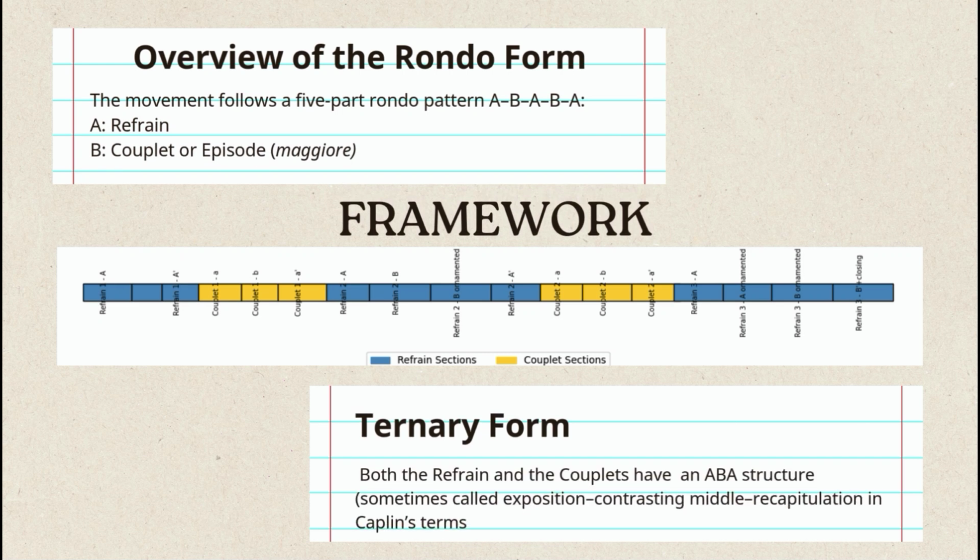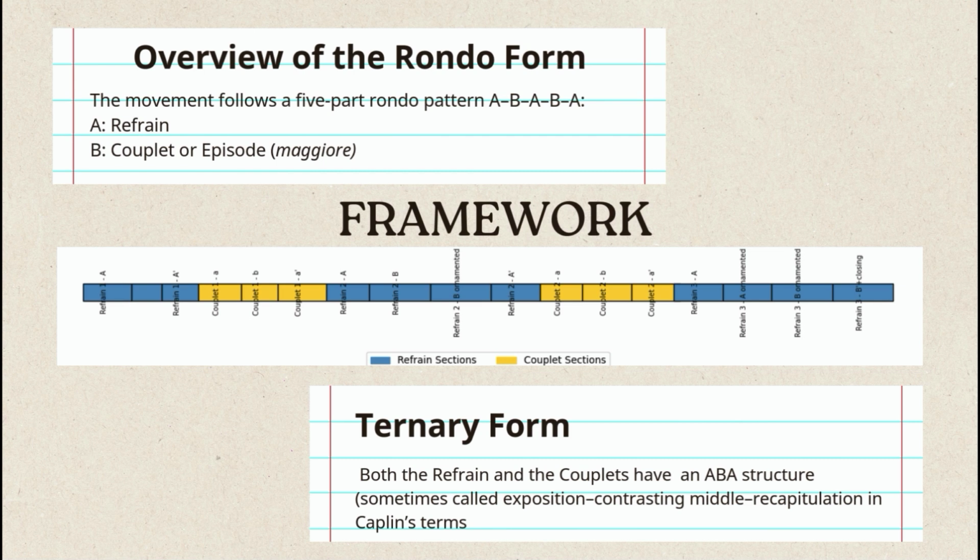The third movement of the minor sonata is cast as a rondo, alternating a recurring refrain theme, A, in the home key with contrasting couplets, also called episodes, or B, in major keys. Overall, the movement follows a 5-part rondo pattern, or A, B, A, B, A, where A represents the refrain in E minor and B are the interior episodes, often marked maggiore for their parallel major mode, in this case, E major.